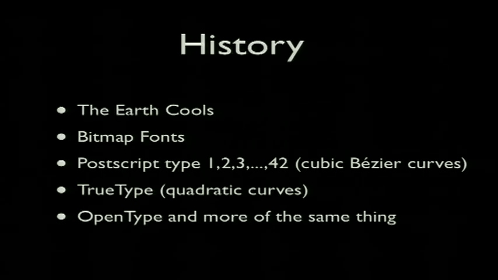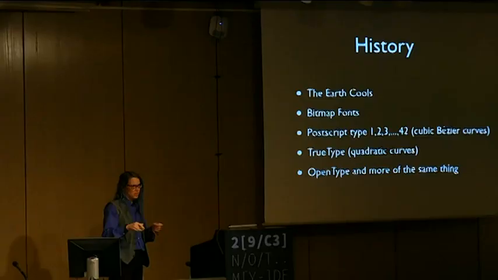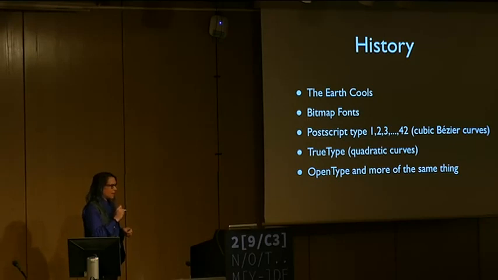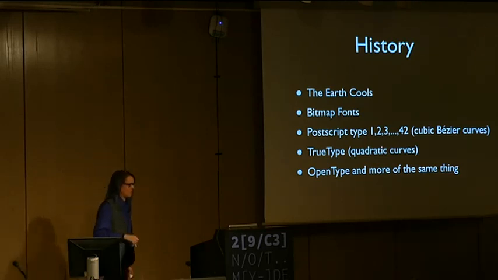Anyway, all right. So TrueType fonts, they're actually little programs. Here's a bit of background on fonts. Here's the history of fonts. So the Earth cools, and then everybody starts using bitmap fonts, and Adobe comes with PostScript, and they actually do proper typesetting, so you can have proportional spacing and stuff like that. And that's where all the PostScript Type 1 fonts are. They're all done using cubic Bezier curves. Then TrueType fonts were basically created because Adobe had a patent on cubic Bezier curves, and nobody wanted to pay the license on it. So TrueType uses quadratic curves. And then OpenType is kind of similar, but with some more features.